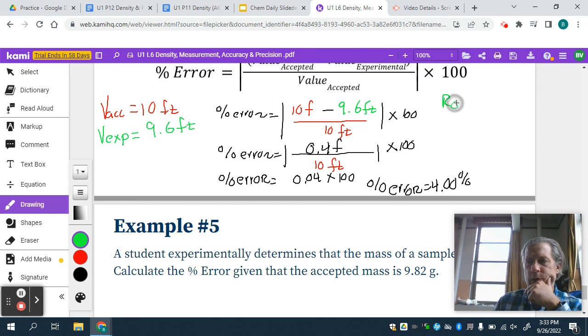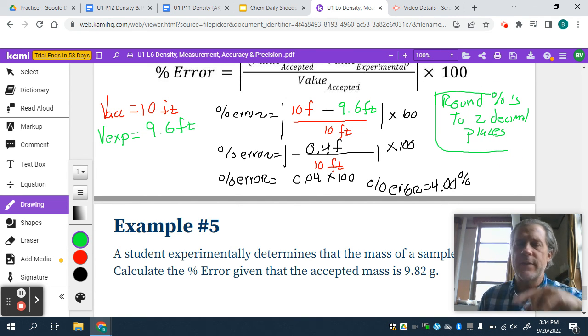So we're going to round percents to 2 decimal places, because it's just easier to do. All right, so that's an example that's not necessarily class-based.